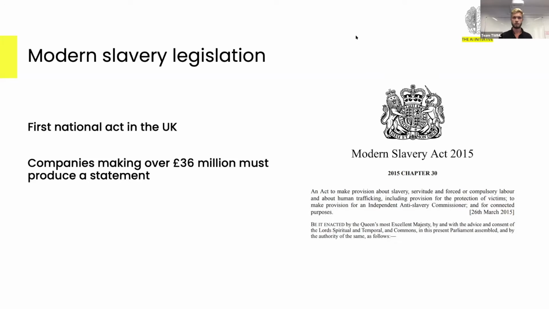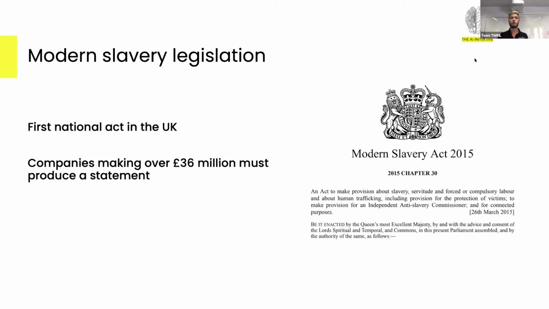They must produce the statements legislated by the law, and these statements need to outline the steps that the companies are taking to eradicate modern slavery from their direct operations and their supply chain. Effectively, however, there are few legal requirements for these statements. So as long as it's signed by the board and it's titled modern slavery statement, it's technically a passing criteria.